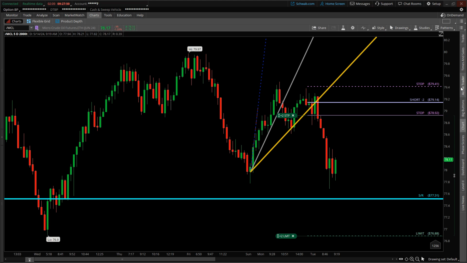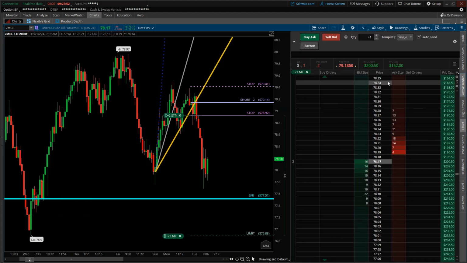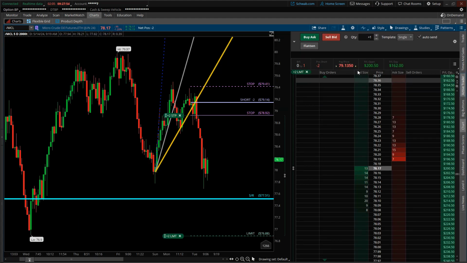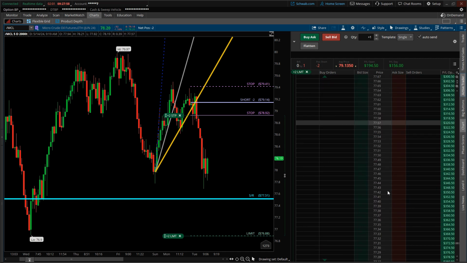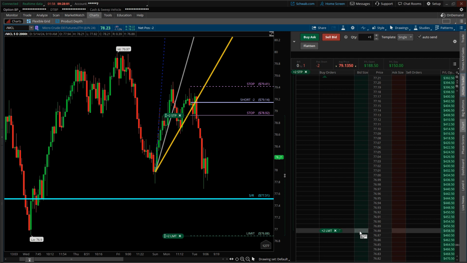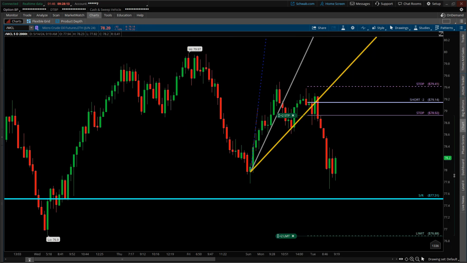If I open up Active Trader, the trade is up $200. If I scroll down, that limit order is sitting right here at $76.88, a soft target for $458 profit potential. So I'll go ahead and pause it again, and I'll pick it up in a few more hours.